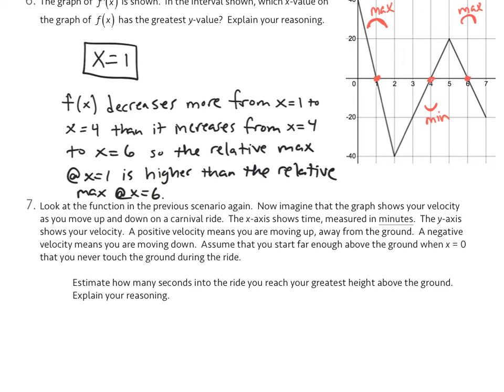Look at the function in the previous scenario again. Now imagine that the graph shows your velocity as you move up and down on a carnival ride. The x-axis shows time measured in minutes. The y-axis shows your velocity. A positive velocity means you are moving up, away from the ground. A negative velocity means you are moving down. Assume that you start far enough above the ground when x equals 0 that you never touch the ground during the ride. Estimate how many seconds into the ride you reach your greatest height above the ground.